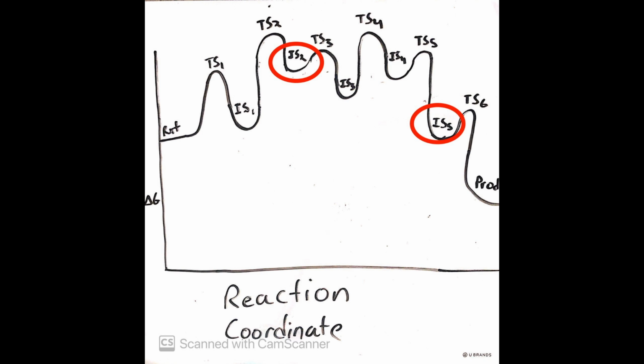Just want to point your attention to intermediate species 2 and 5. Intermediate species 2 is higher in energy than intermediate species 1 because you are breaking a pi bond, and 5 is greater than 4 because you're forming that pi bond. And intermediate species 4 is higher in energy than intermediate species 3 because nitrogen has a positive formal charge. That explains the relative energies.